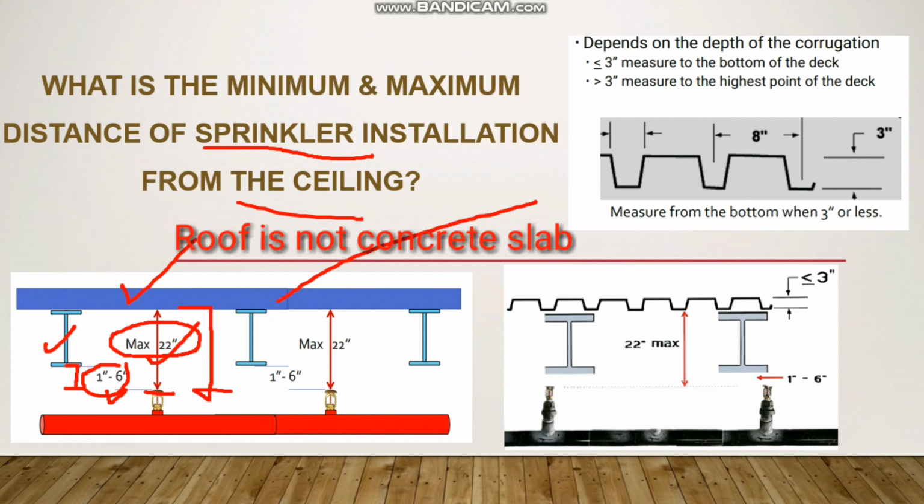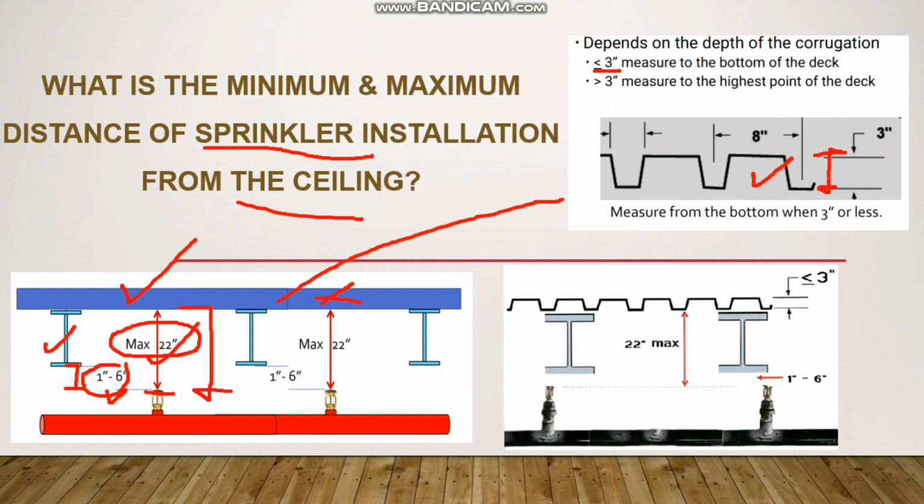And coming to the next one, here you can see the ceiling is not a normal concrete ceiling, it is like a corrugated roof ceiling. So here the first rule is, less than 3 inch, measure to the bottom of the deck. For example, if this depth is less than 3 inch, then you have to measure this distance from the bottom of this roof. Suppose this is more than 3 inch, then you have to measure from the highest point of the deck. Okay, so you need to measure from the highest point till the top of the deflector.